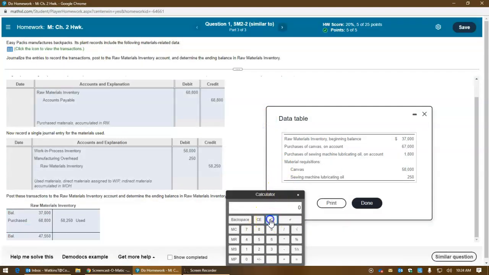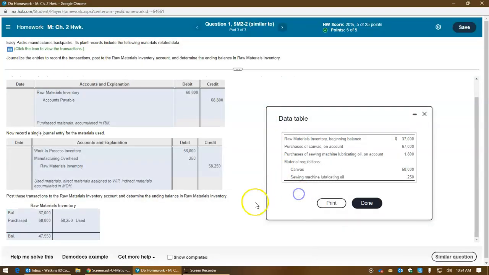Okay, so hopefully this helps with the first question of the homework. Really, doing the journal entries, making sure you know what is considered a direct material, which goes into work in process inventory, and what is an indirect material, which gets accumulated into an account called manufacturing overhead.